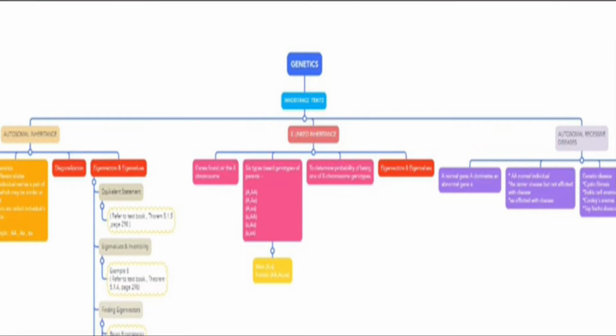Genetics is the study of inheritance, or the transmission of traits from one generation to the next. There are several modes of inheritance. However, our project will focus only on autosomal inheritance, autosomal recessive, and X-linked inheritance.